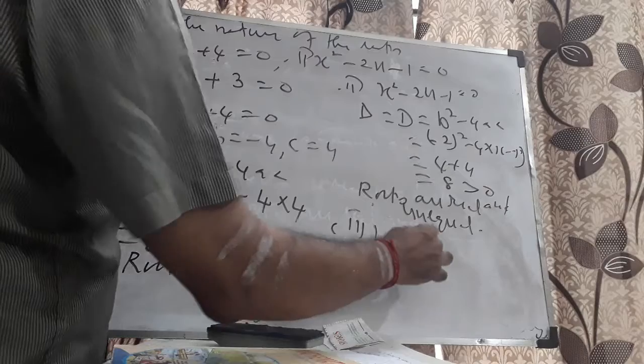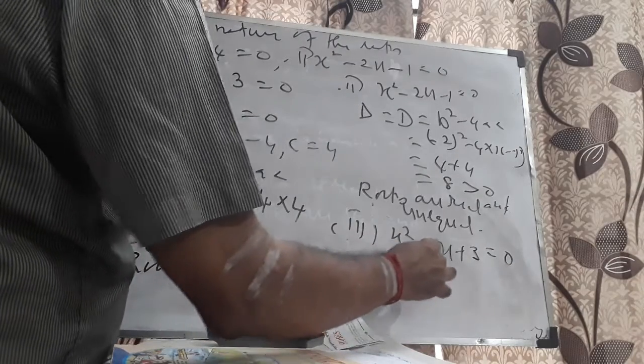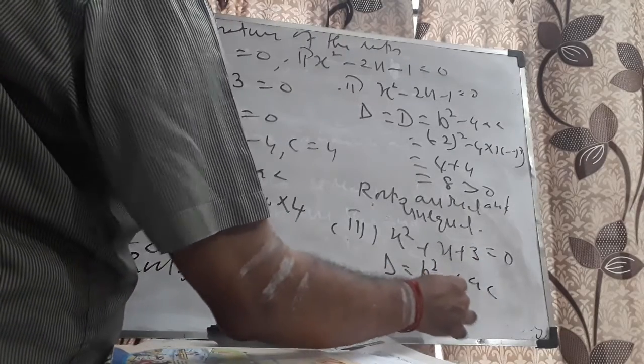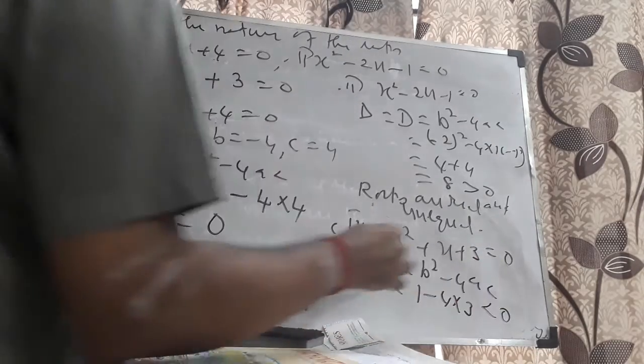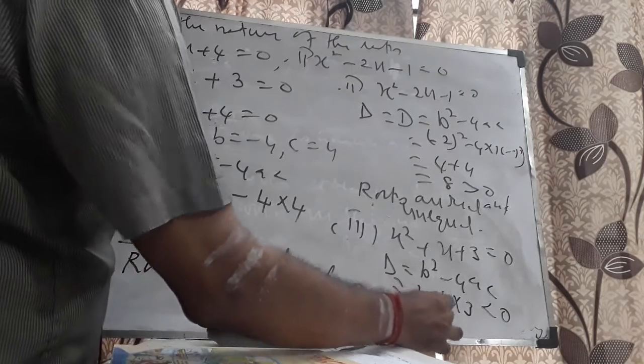Subdivision 3, x square plus x plus 3 is equal to 0. Delta is equal to b square minus 4ac is equal to 1 minus 4 into 3, which is negative. Therefore, roots are not real. Roots are unreal.